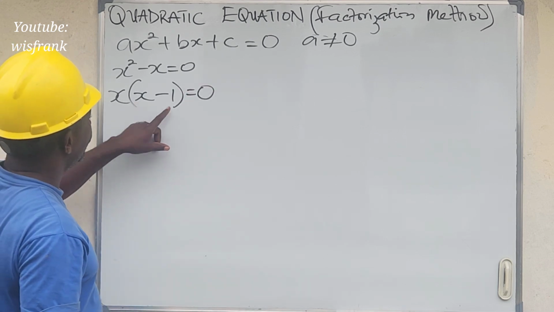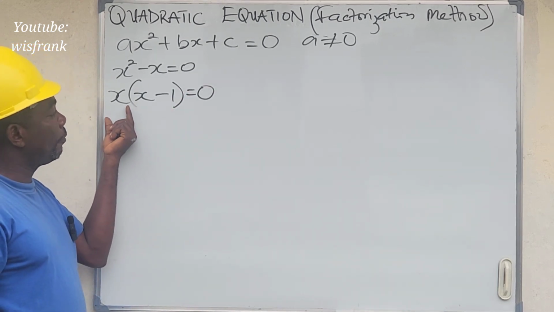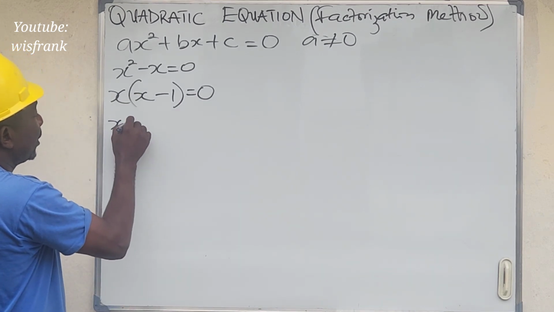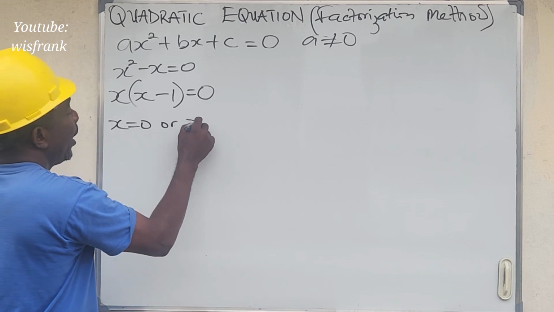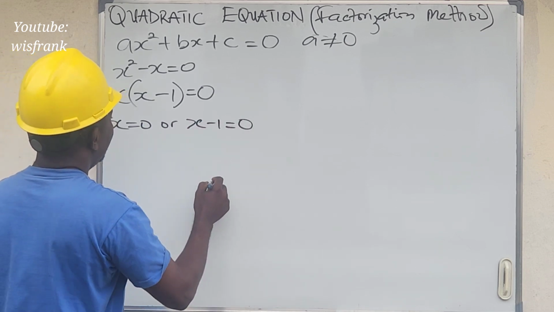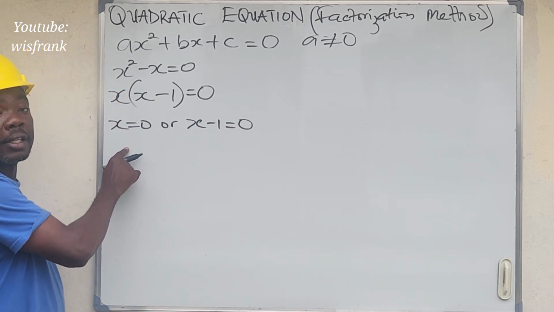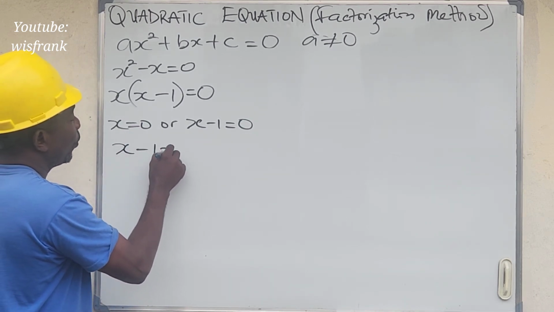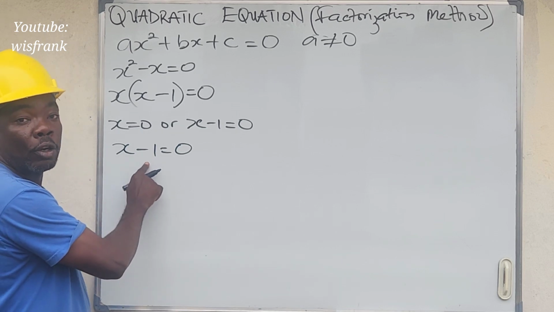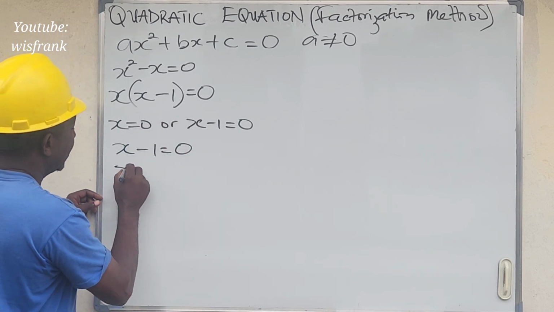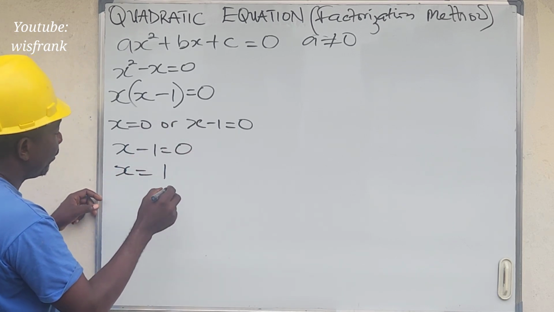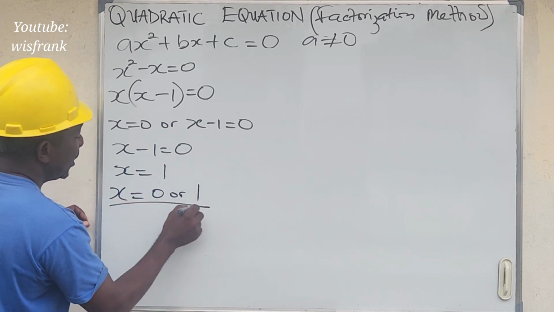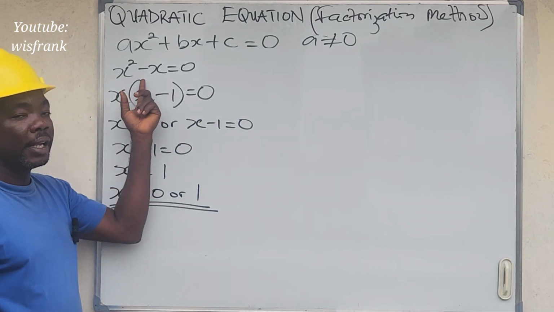So we still have two parentheses here. It is either the first one equals to 0 or the second one equals to 0. The first one, which is x, equals to 0, or we have x minus 1 equals to 0. From here, the first value of x equals to 0. The second value of x, which is x minus 1 equals to 0, we transpose minus 1 to the other side. So we have x equals to 1. So the value of our x equals to 0 or 1. These are the values of x that satisfy this equation.